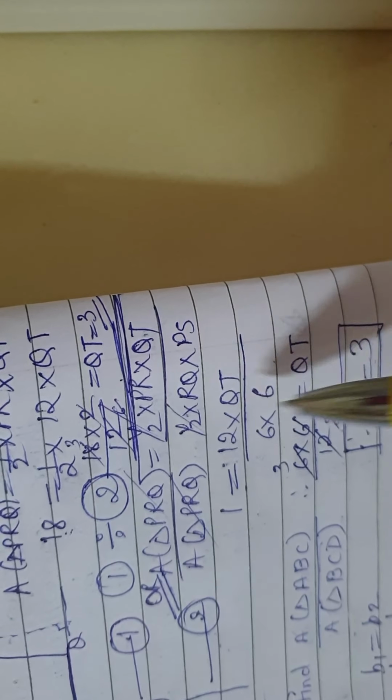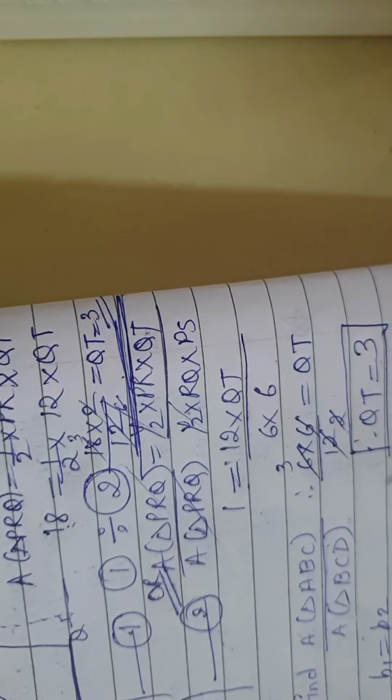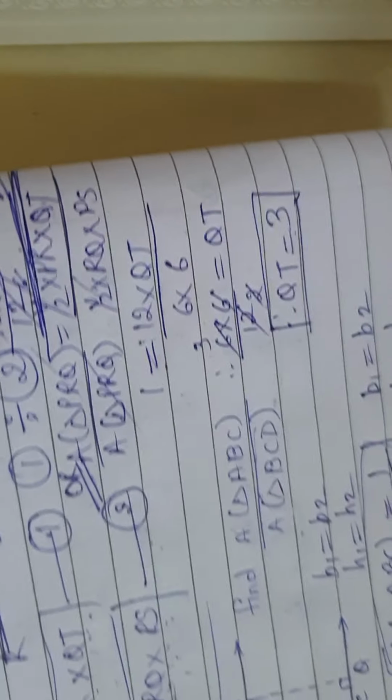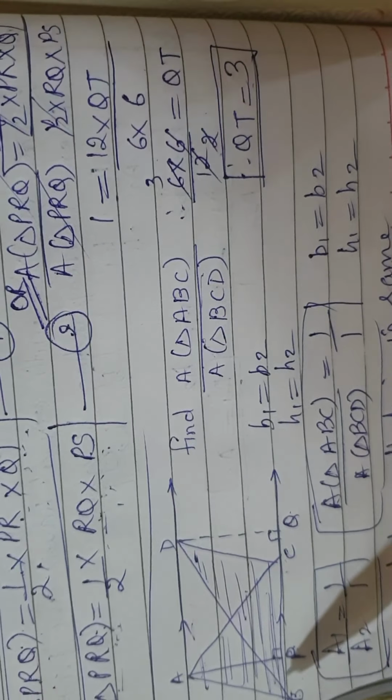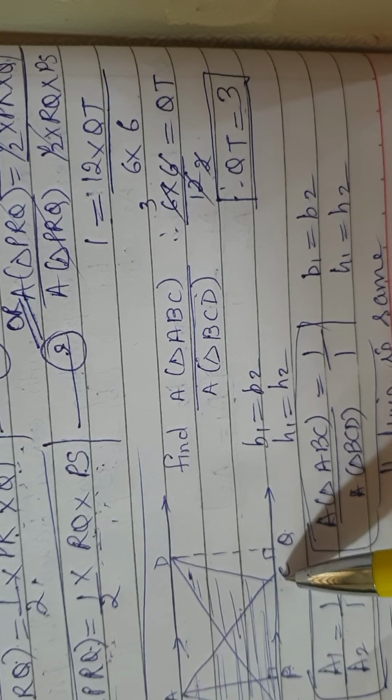So कोई भी मेथड से करो, the answer is going to be the same. इसमें एक ही triangle है, सिर्फ अलग अलग base और height लेना है. Then we come to the fourth sum. In the fourth sum, we have triangle ABC.